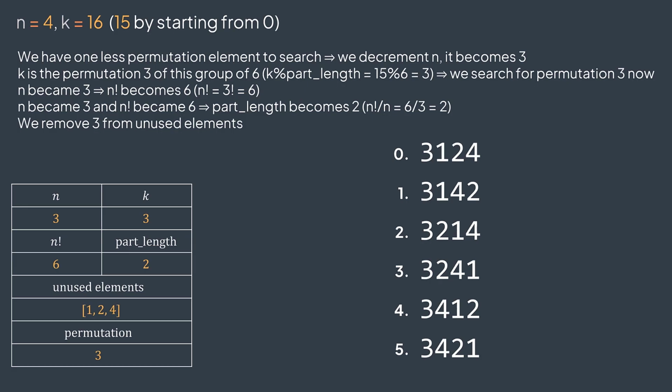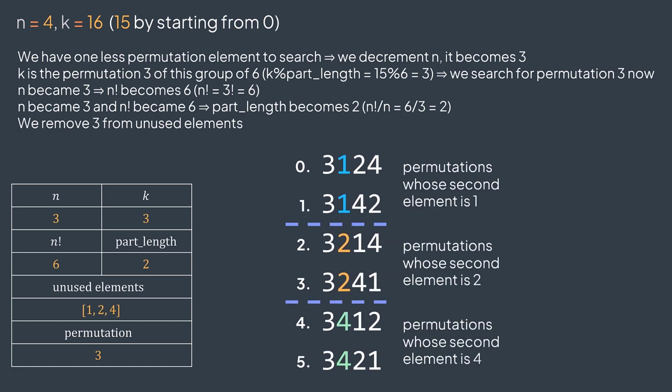We can divide these 6 permutations into 3 parts of 2 elements. The first part contains permutations whose second element is 1. The second part contains permutations whose second element is 2. And the third part contains permutations whose second element is 4. 1, 2, and 4 are the elements that we didn't use in our permutation.